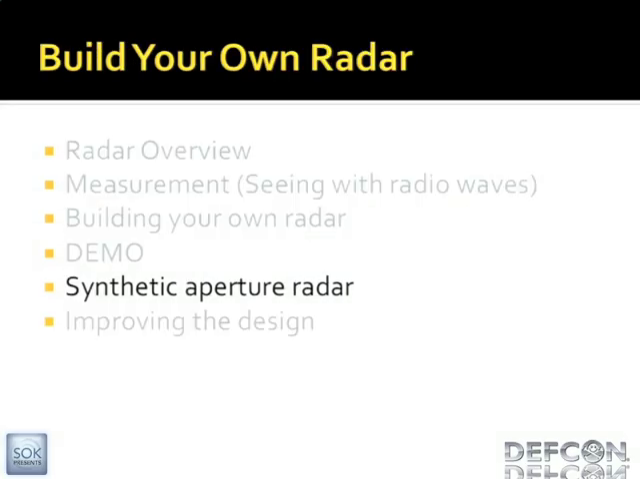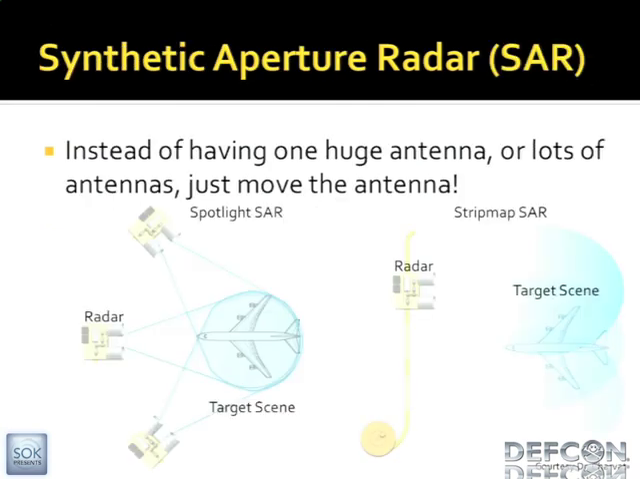So let's talk a little bit about trying to image with one of these things. Synthetic aperture radar is basically the idea of, instead of having a really big antenna or a lot of little antennas, let's just take this thing and move it, slide it down a table or something, and just keep taking images. And there's basically two techniques of doing that.